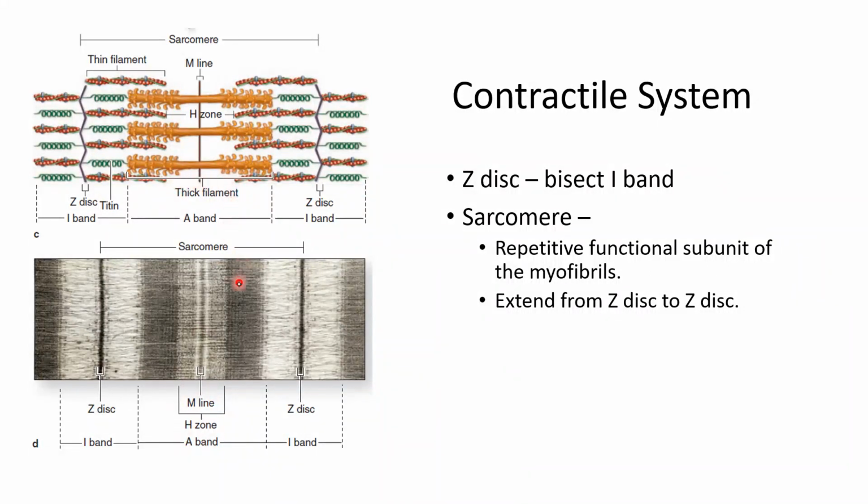So you can see the colors vary accordingly. Here it's light colored because it only has the thin filaments. Then in the A band, you have the thick filaments. In this area, you have both filaments overlapping, so it's very dark colored. In the H zone, you have only the thick filaments.